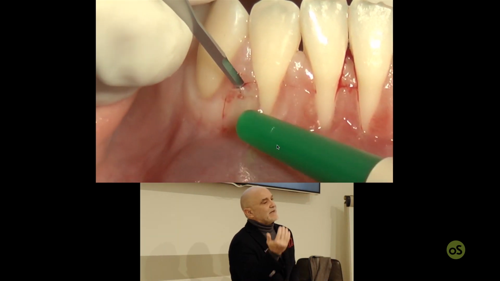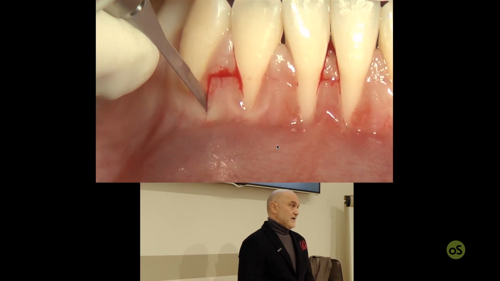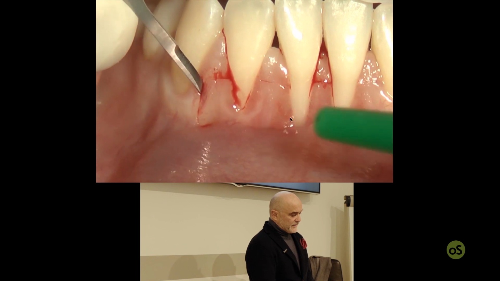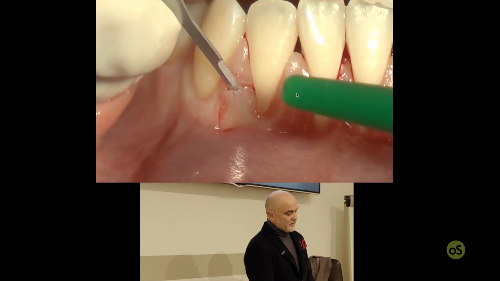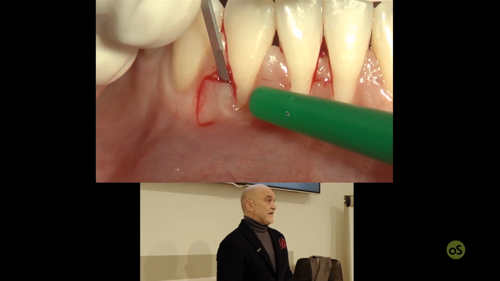and it is completely independent of the lack of keratinized tissue apical, because the lack of keratinized tissue apical can be compensated by adding a connective tissue graft. In this case, I have really bad keratinized tissue apical to the two central incisors, but I have good quality of keratinized tissue lateral.